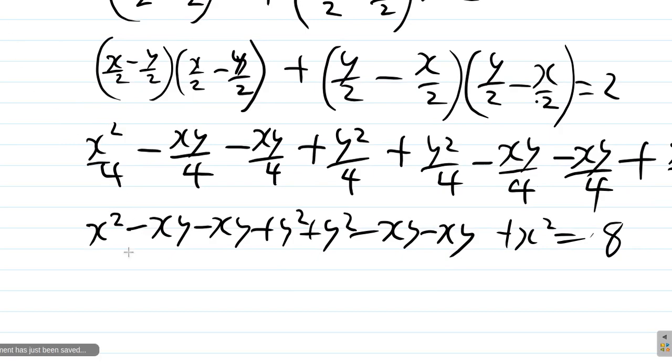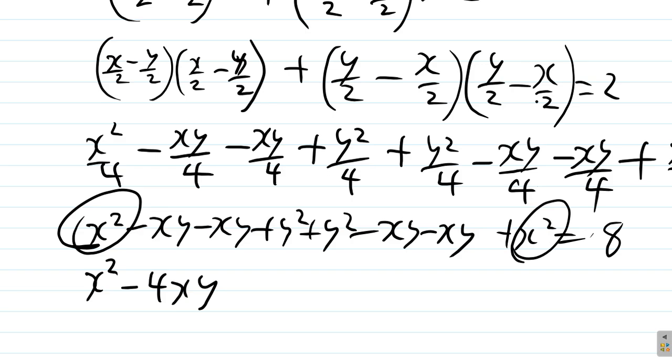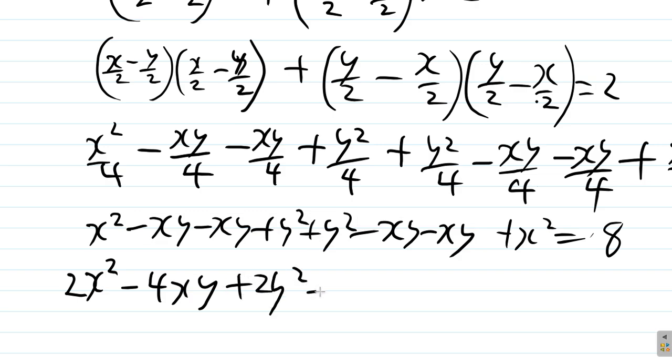So let's see how this thing goes now. Negative xy minus xy minus xy minus xy. So you have 4 of them. So you have x squared minus 4xy. Oh, it's 2x squared. You have 1 here and 1 here. So you have 2x squared minus 4xy. How many y squares do you have? You have 1 here and 1 here. Only 2y squared. So plus 2y squared equals 8.